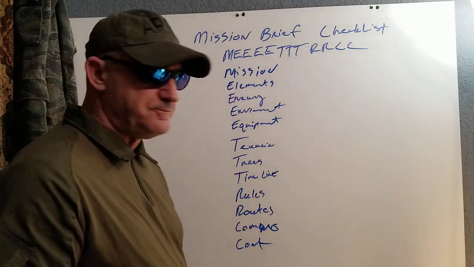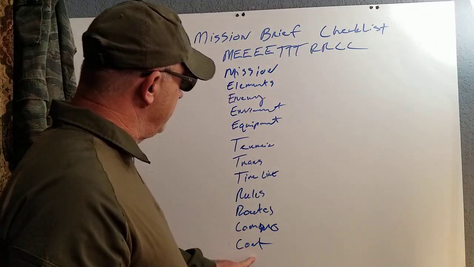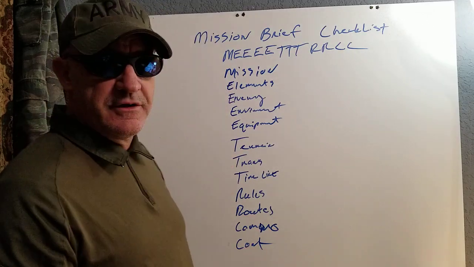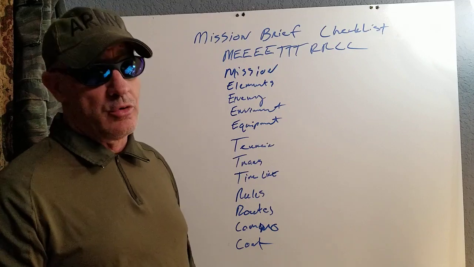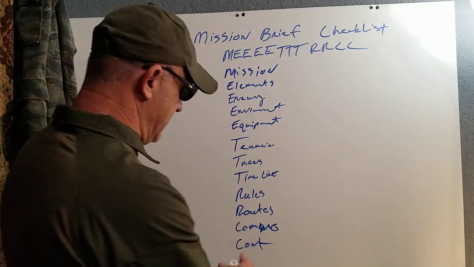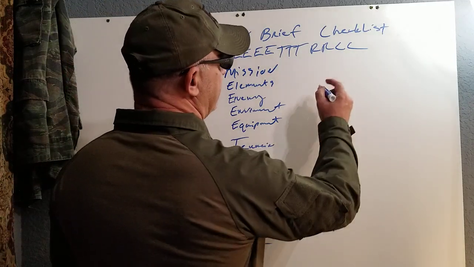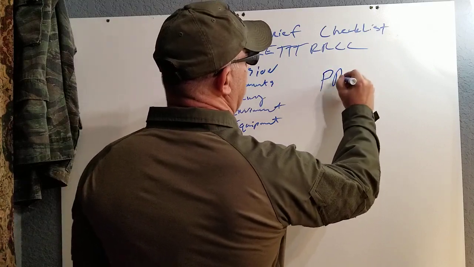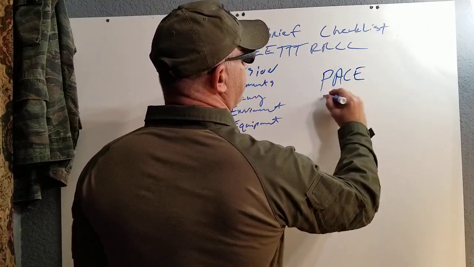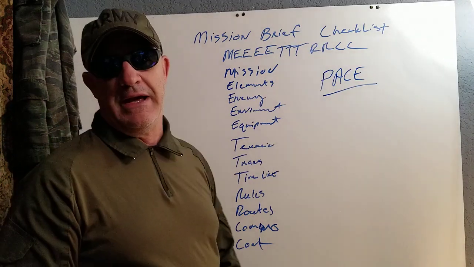And then the last one is your contingency. So your contingency, what are we going to do if things on this particular plan fail? And normally they do fail. So you've got to have a contingency. And when we talk about contingency, we've got to talk about the PACE planning. You're like, well, what does PACE mean?